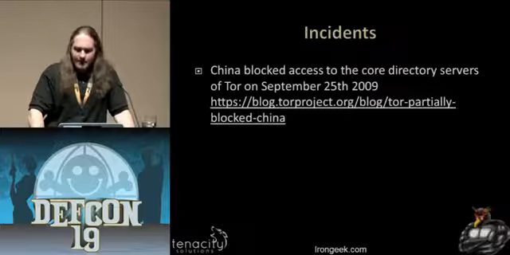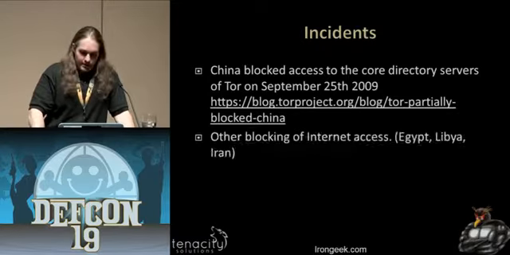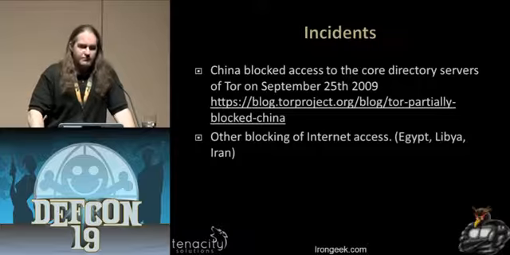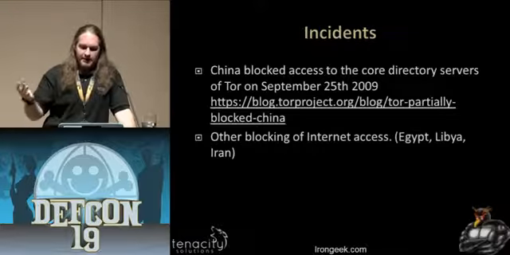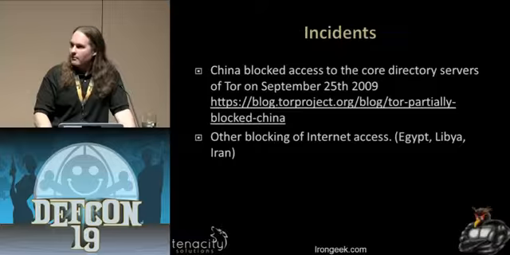Now, a few incidents have happened in the past. Back in 2009, when China blocked some of the Tor directory servers, this caused huge issues for people being able to use Tor. Luckily, there are mitigations out there for that. There's also other general blocking of the internet that's happened, like Egypt and Libya and Iran in more recent days.